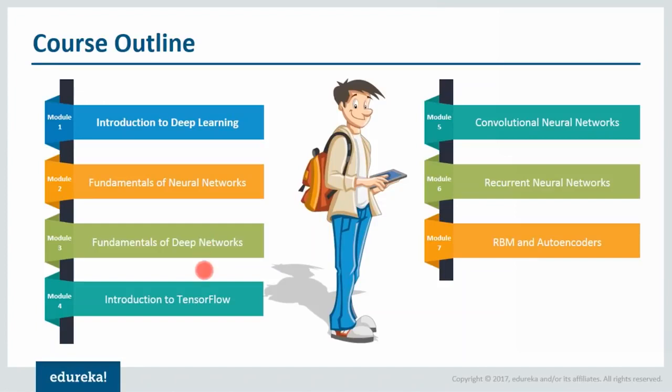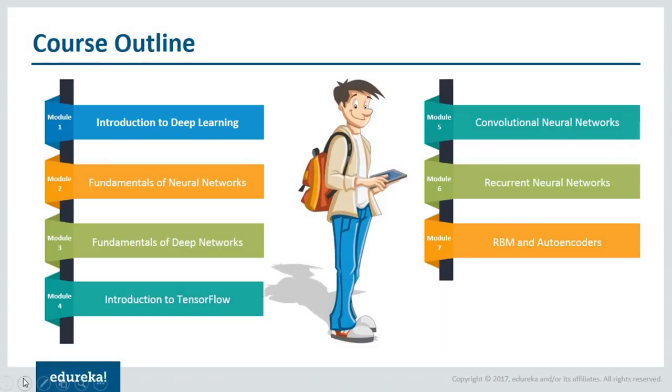Then we'll introduce you to TensorFlow, which is nothing but a library of Python that is used for deep learning. Then we'll focus on various types of neural networks. First is convolutional neural networks that is used for image recognition. Then we'll focus on recurrent neural networks, and then finally RBM and autoencoders. So this is how our course will be structured.